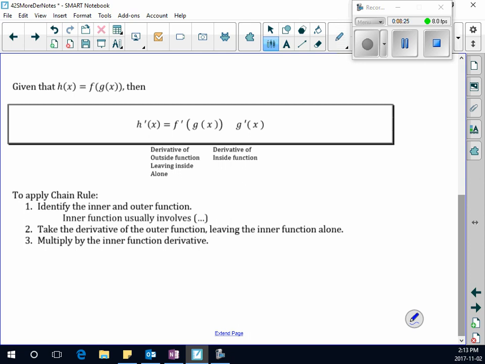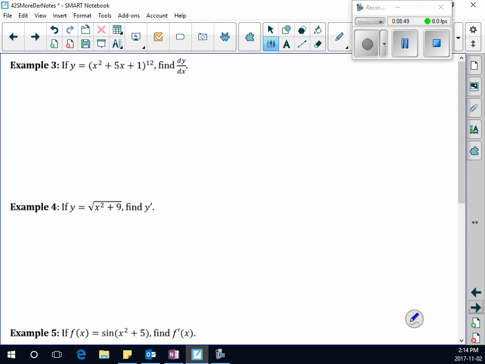So to apply the chain rule, here's the algorithm. If you get stuck, you can look at this. The main thing is to identify the inner and the outer function. Usually it involves brackets. The brackets are the biggest thing that shows you the inside and the outside function. Take the derivative of the outer, leaving the inner alone, and multiply by the inner derivative. Bam, that's all you have to do. So this one's pretty easy because it has brackets, so it's pretty obvious what the inside function is.